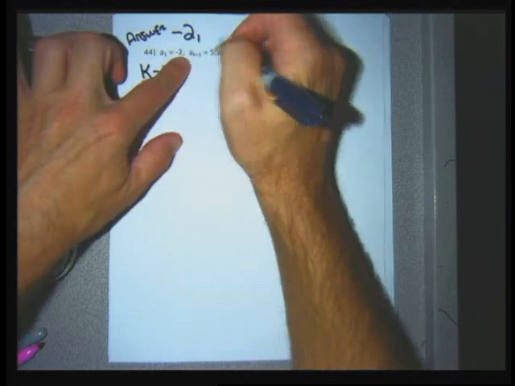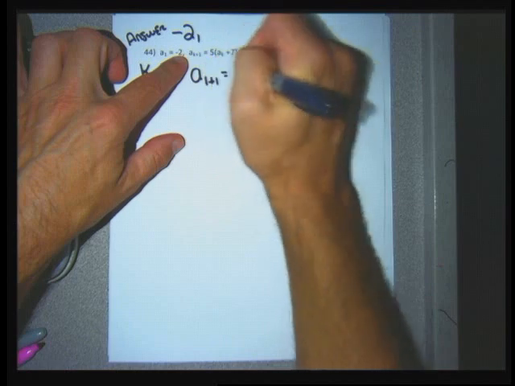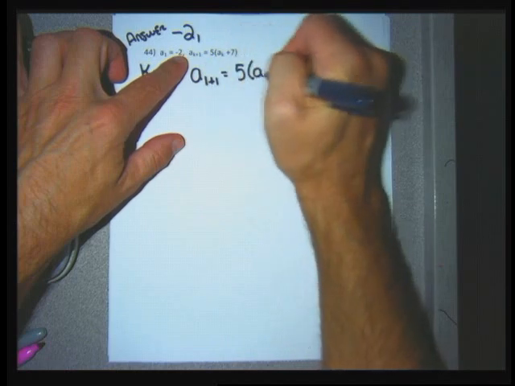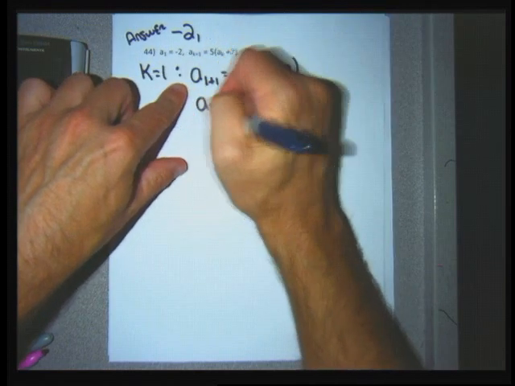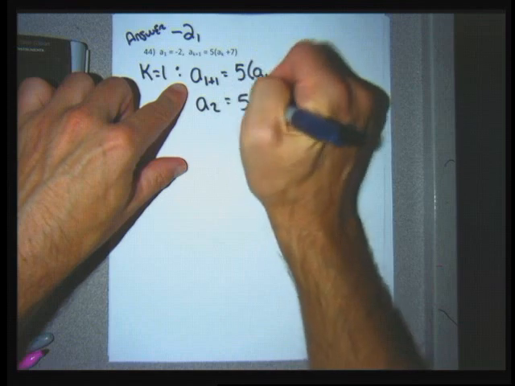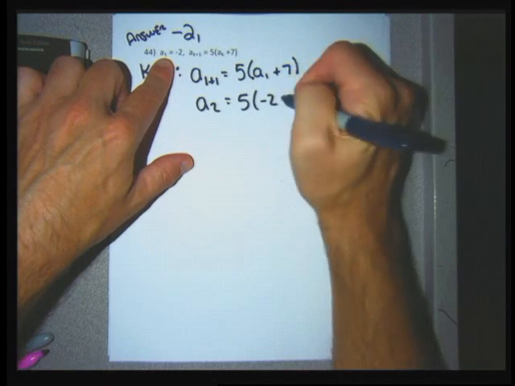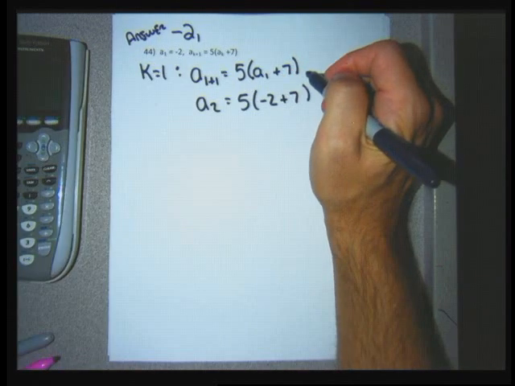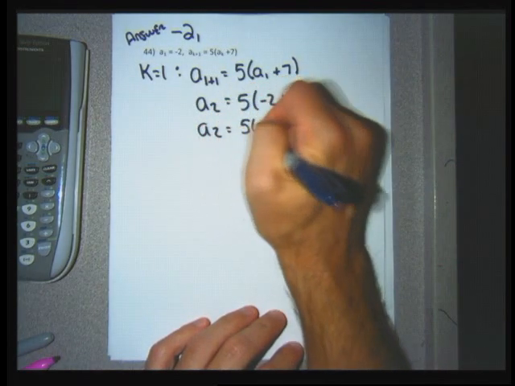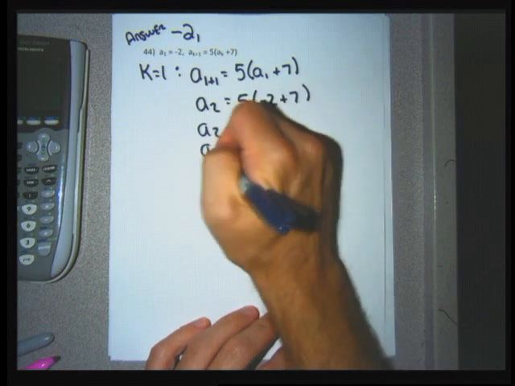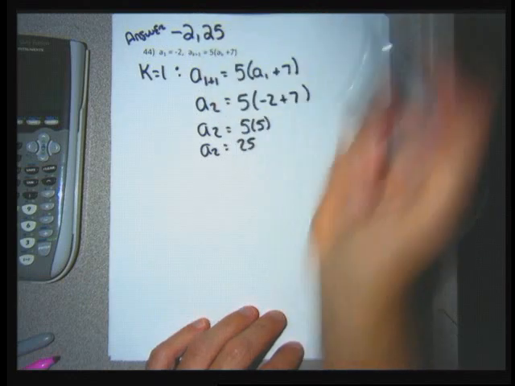If I let k equal to 1 in this formula, I get a sub 1 plus 1 equals 5 times a sub 1 plus 7. To the left-hand side, 1 plus 1 is 2. I'm going to get a sub 2 equals 5, and then in place of a sub 1, I'm going to put -2 because that's what I'm told it equals to. So I get a sub 2 equals 5 times -2 plus 7. So a sub 2 is going to be 5 times 5, which is 25. So the next term in my list is going to be 25.